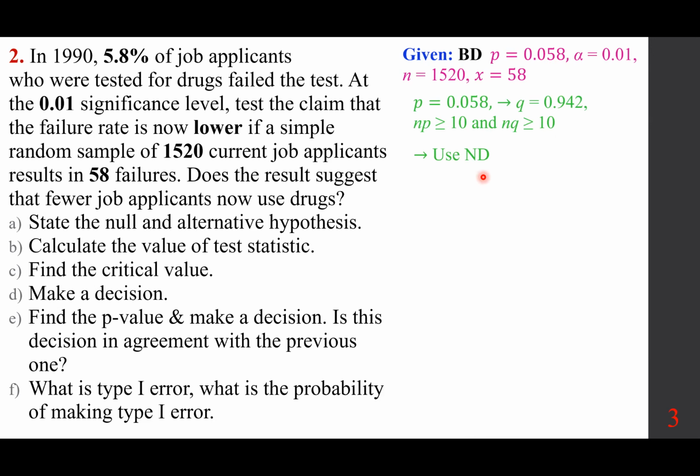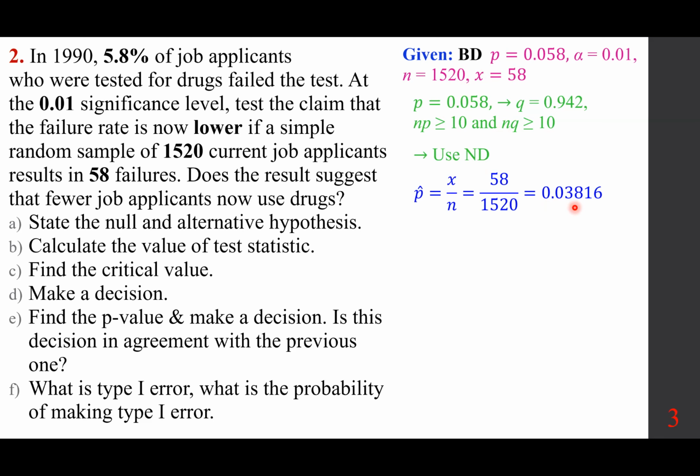Again, binomial distribution can be approximated by normal distribution as long as the products NP and NQ are large. In some instances, they take it to be 5. In more, they take it to be 10. Also, we can calculate the P hat, which is X over N, 58 over 1520, and we are ready to move on.